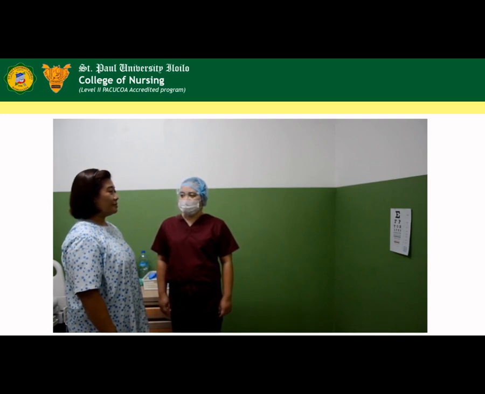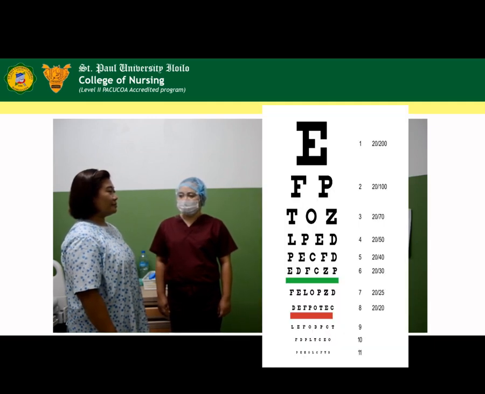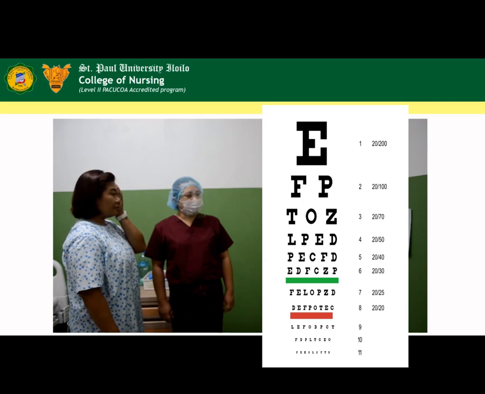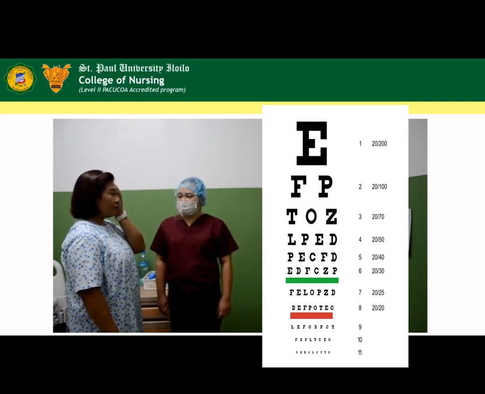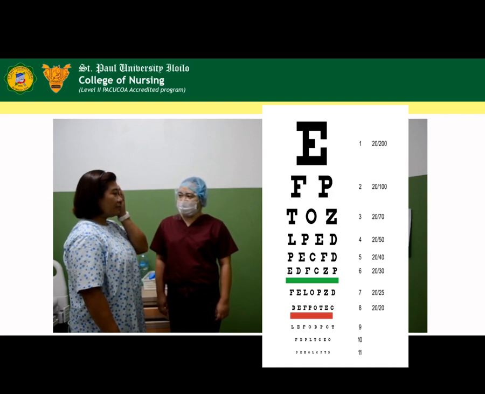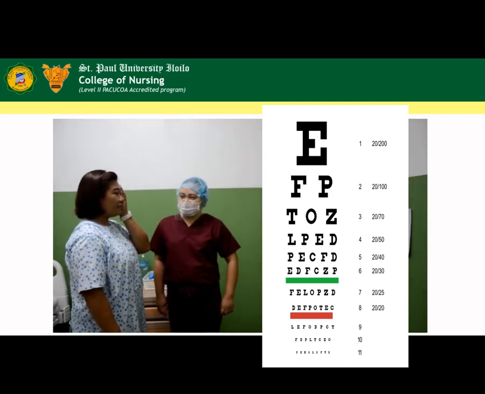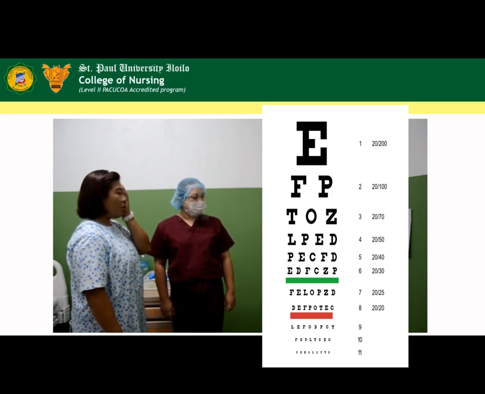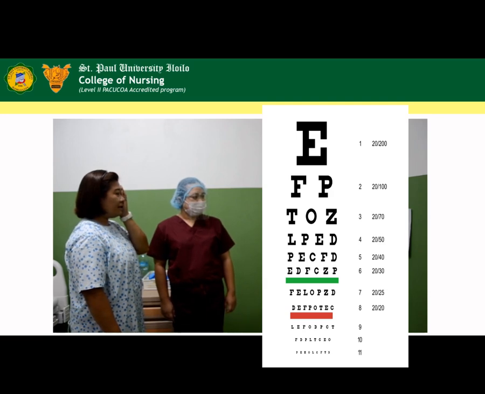Instruct the client to cover one eye and to identify a line on the chart that he or she can comfortably read. I want you to cover your left eye and then focus on the chart and then identify a line in the chart for which you are comfortable reading. Ask the client to read the letters on that line aloud. Okay, have you identified a line? Yes, it's number 8. Okay, so I want you to read aloud the letters that you can see. D, E, F, P, O, T, E, C.